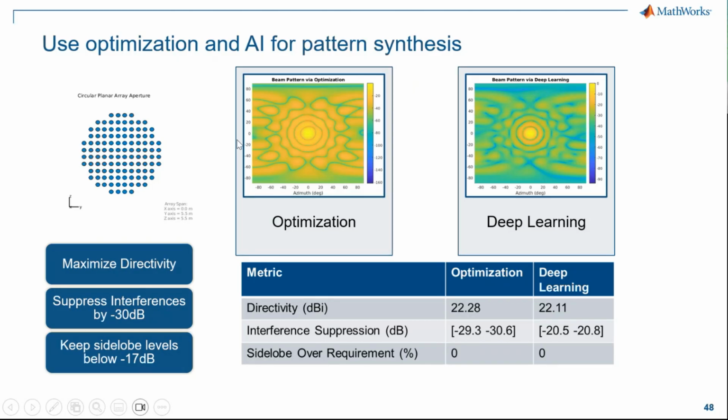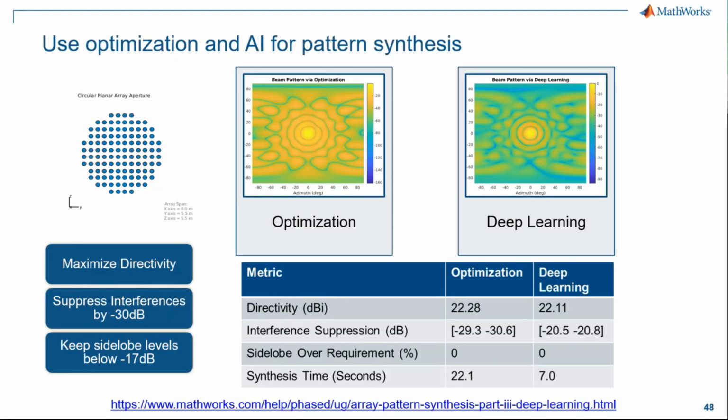So here the goal is to define, okay, I've got a specification. I want to maximize directivity. I want to make sure I suppress the interference by at least 30 dB. I want to keep any side lobes below minus 17 dB. So this is just an example. And then we show how to use known regular optimization techniques to do so, and use deep learning to also achieve this kind of solution. So this is a shipping example, and I will share my slides, and you have all these links here at the bottom.